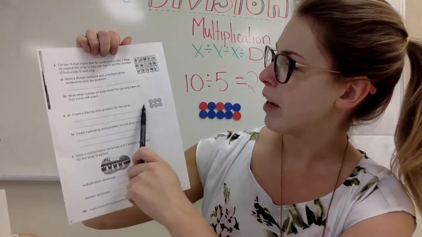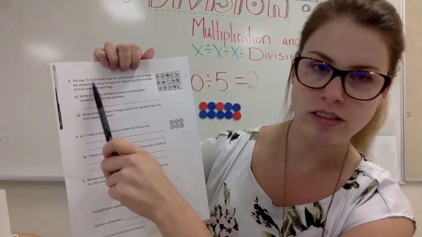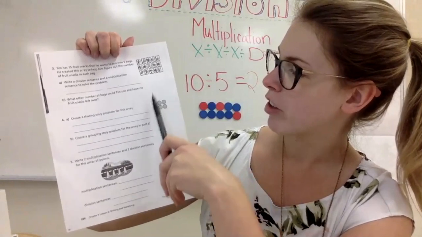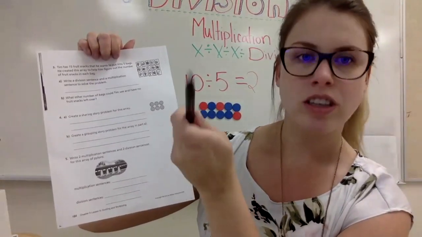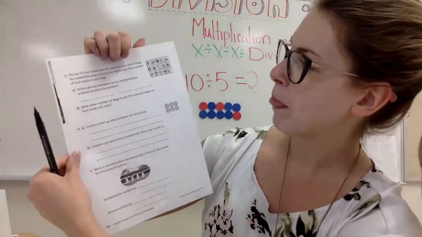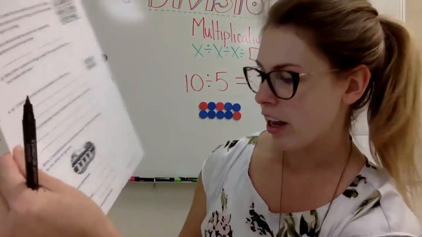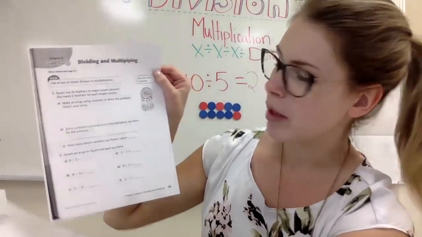Number 4a says create a sharing story problem for this array. So remember, count your big altogether number. That's going to go in at the start. Then you can choose to count your rows or count your columns to use as the number. So remember, a sharing problem can be just like Tim's, it can be like Raven from the other page, or it could be like Stephen and his car batteries. So all three of those are great examples that you can use to write your own story problem.